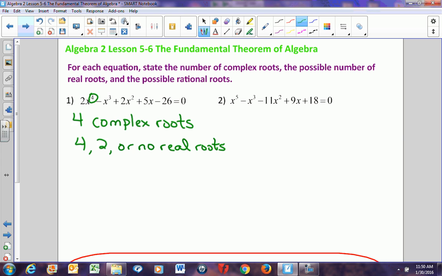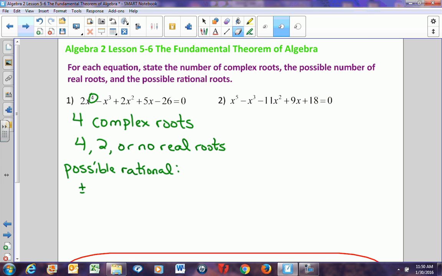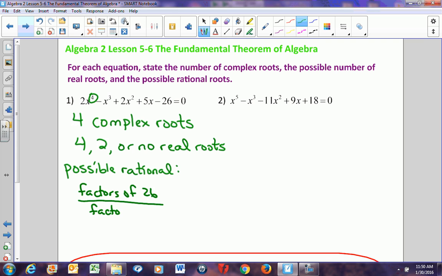The possible rational roots. Remember, that's going to be plus and minus the factors of 26 over the factors of 2. Okay, factors of 26: plus and minus 1, plus and minus 2, plus and minus 13, plus and minus 26. Factors of 2: plus and minus 1 and plus and minus 2.